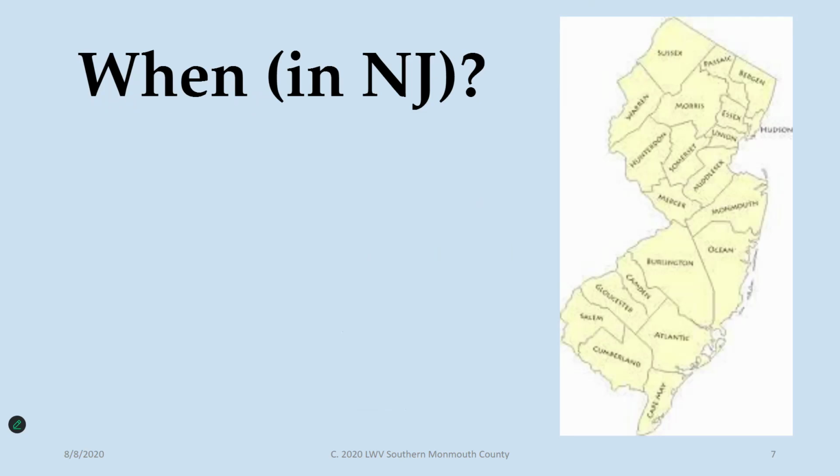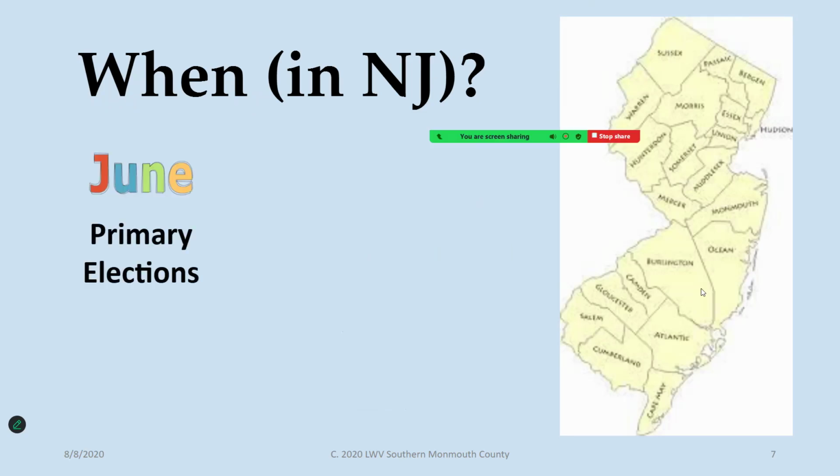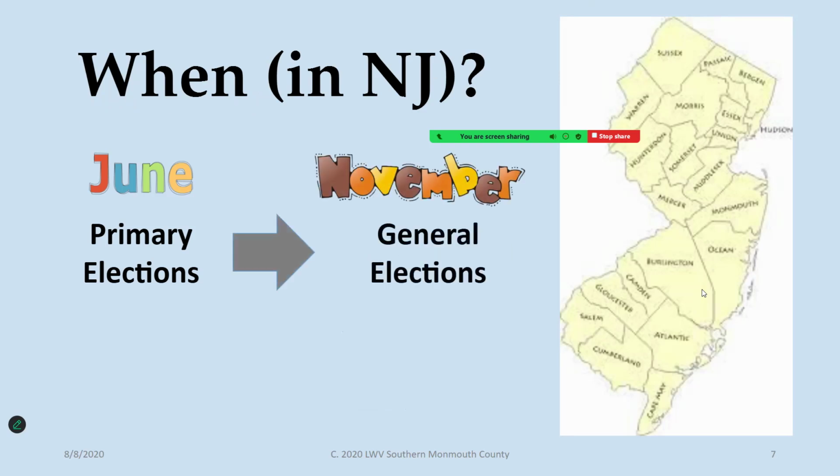All right, when do we vote? And in New Jersey, we vote in June. We have primary elections in June, and we vote again in November for general elections.